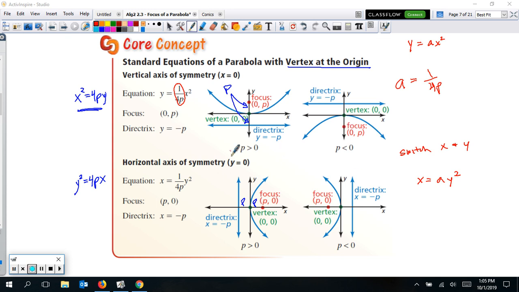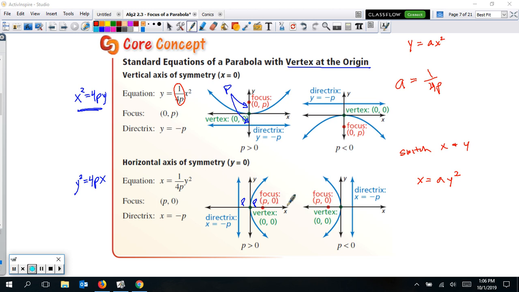Do you see how it says right here? P is going to be greater than 0, positive. P is going to be less than 0, negative. Okay? So it's always going to go from vertex to focus. That's the direction that you want to see the p in. You're still going to see the p with the directrix here. It's just the opposite sign. It's the wrong way, so it'll give you the wrong sign if you do that.